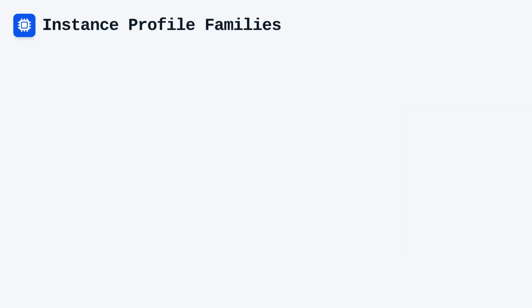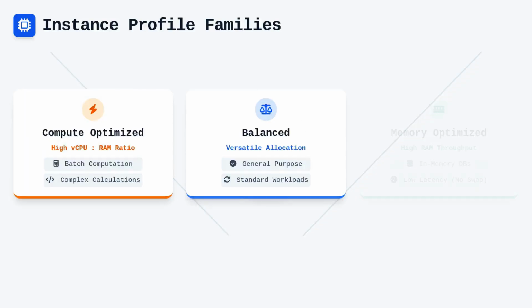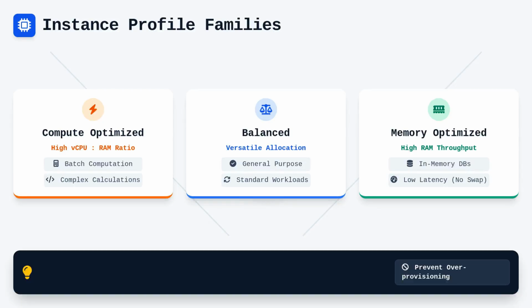To understand the flexibility of this model, we must consider the instance profile families, which act as templates designed to map specific hardware resources to your workload patterns. IBM categorizes these profiles into compute-optimized, memory-optimized, and balanced categories, ensuring that users do not over-provision resources that their applications do not actually require. For example, a compute-optimized instance might utilize a higher ratio of vCPUs to RAM to support heavy processing tasks, such as batch computation or complex calculations.